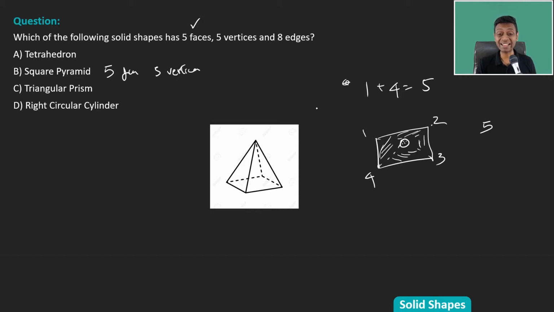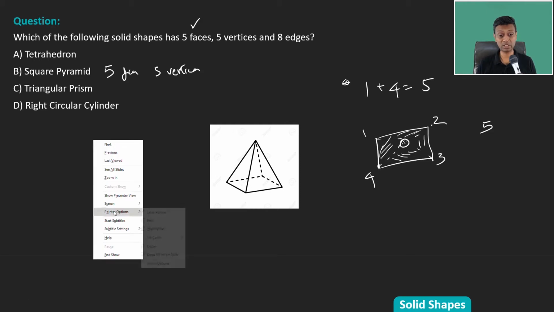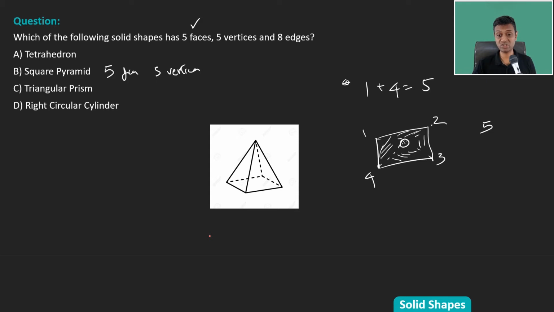Will it have 8 edges as well? Think about it. The square base gives us 4 edges. And so I'm going to change the color of this marker so that I can show you the edges here. This is 1, 2, 3, 4. The square base has these. Then these lines 5, 6, 7, 8. So it has 5 faces, 5 vertices and 8 edges. So square pyramid it is.